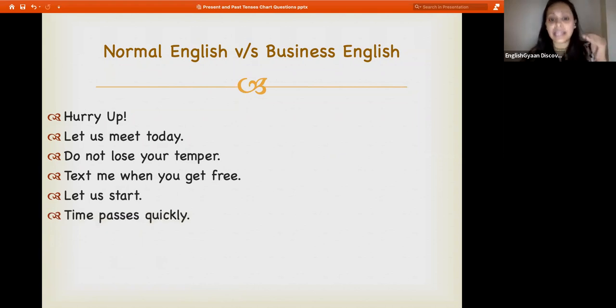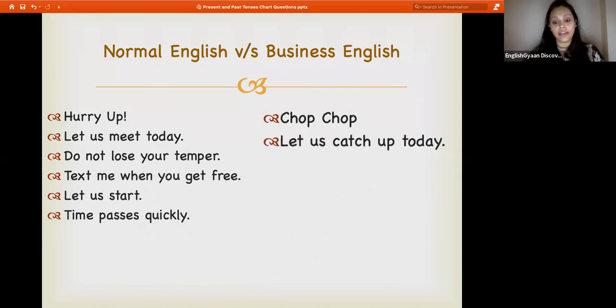So these are some sentences which we use every day. So from today, we will not use them. Hurry up. If you want to tell someone, jaldi karo, hurry up. You can say chop, chop. Chop, chop means hurry up. Let us meet today. You will say, let us catch up today. Meet is nothing but catch up.